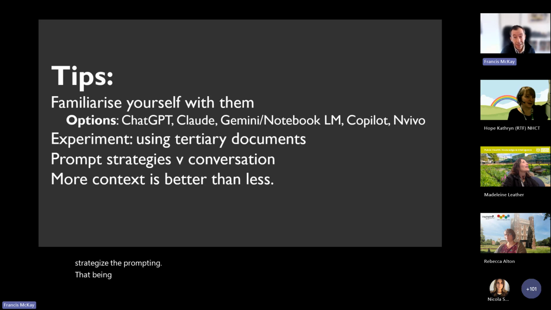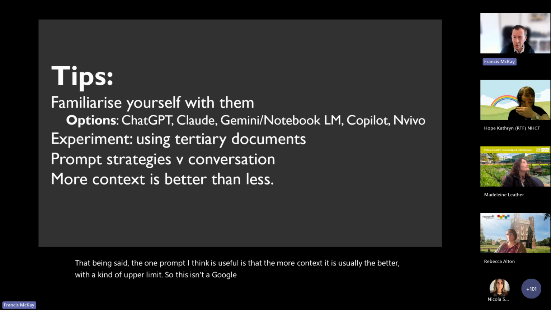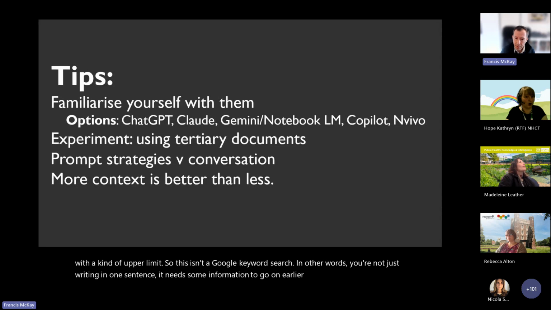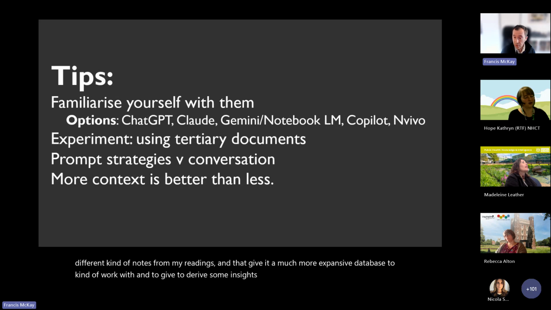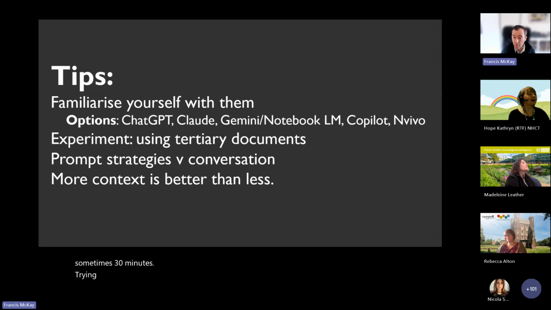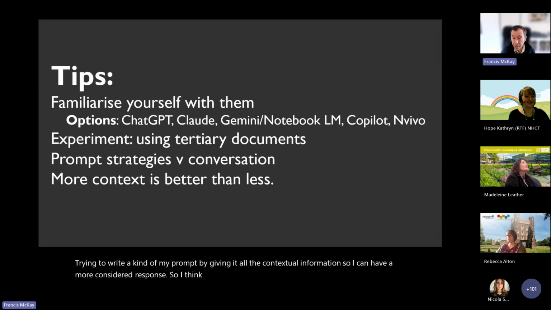That being said, the one prompt tip I think is useful is that the more context it has, it's usually the better, with a kind of upper limit. So this isn't a Google keyword search, in other words. You're not just writing in one sentence. It needs some information to go on. Earlier, I uploaded about 46 different notes from my readings, and that gave it a much more expansive database to work with and to derive some insights from. And often I'll spend 5, 10, sometimes 30 minutes trying to write my prompt by giving it all the contextual information so I can have a more considered response. So I think the general idea is don't just treat it like a Google search or a keyword search.